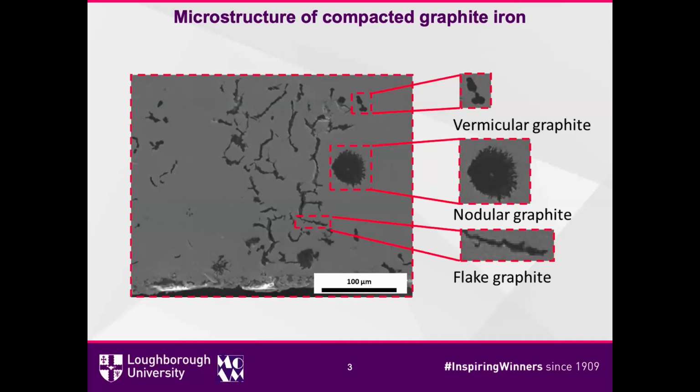And here is the microstructure of CGI, and you can see we name 3 different types of graphite here. The circular one, we call it the nodular graphite. If the shape of the graphite particle is very flaky, we call it the flake graphite. And the one intermediate between the nodular and the flake one, we call the vermicular graphite.